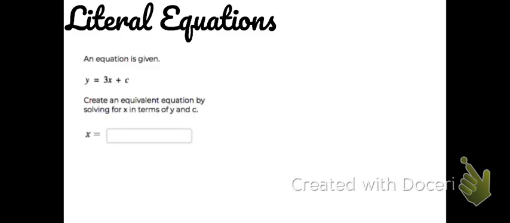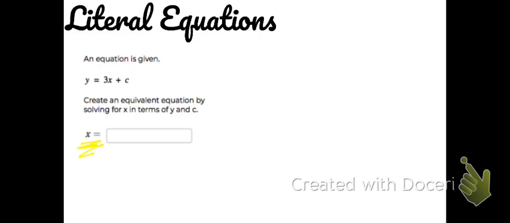This is another way a literal equation question might be worded. It's giving you a question saying create an equivalent equation by solving for x in terms of y and c. If you're confused by the wording, just notice that there is an equation here that has a lot of different variables, a lot of letters, and notice what letter are they solving for?